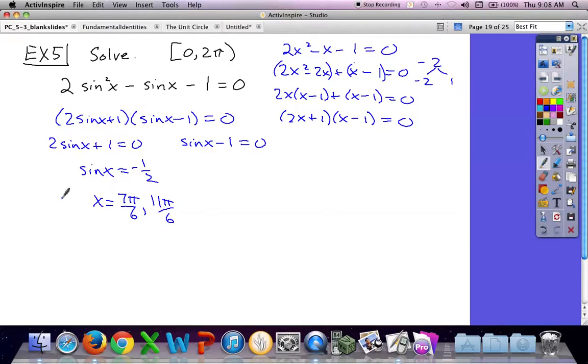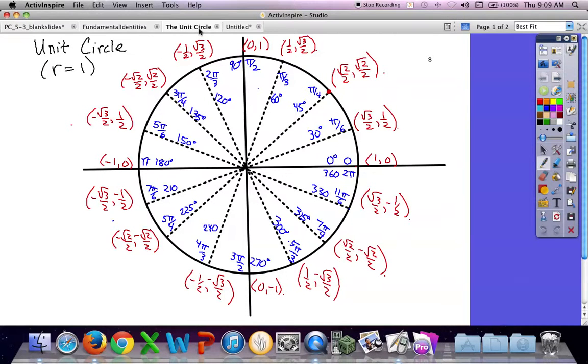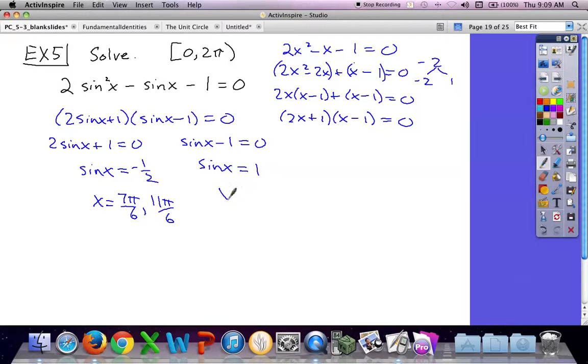Okay, solve this one. Sine x equals 1. So where does sine equal 1 in between 0 and 2 pi? Just once right there. So you say x equals pi over 2. So those are the answers.